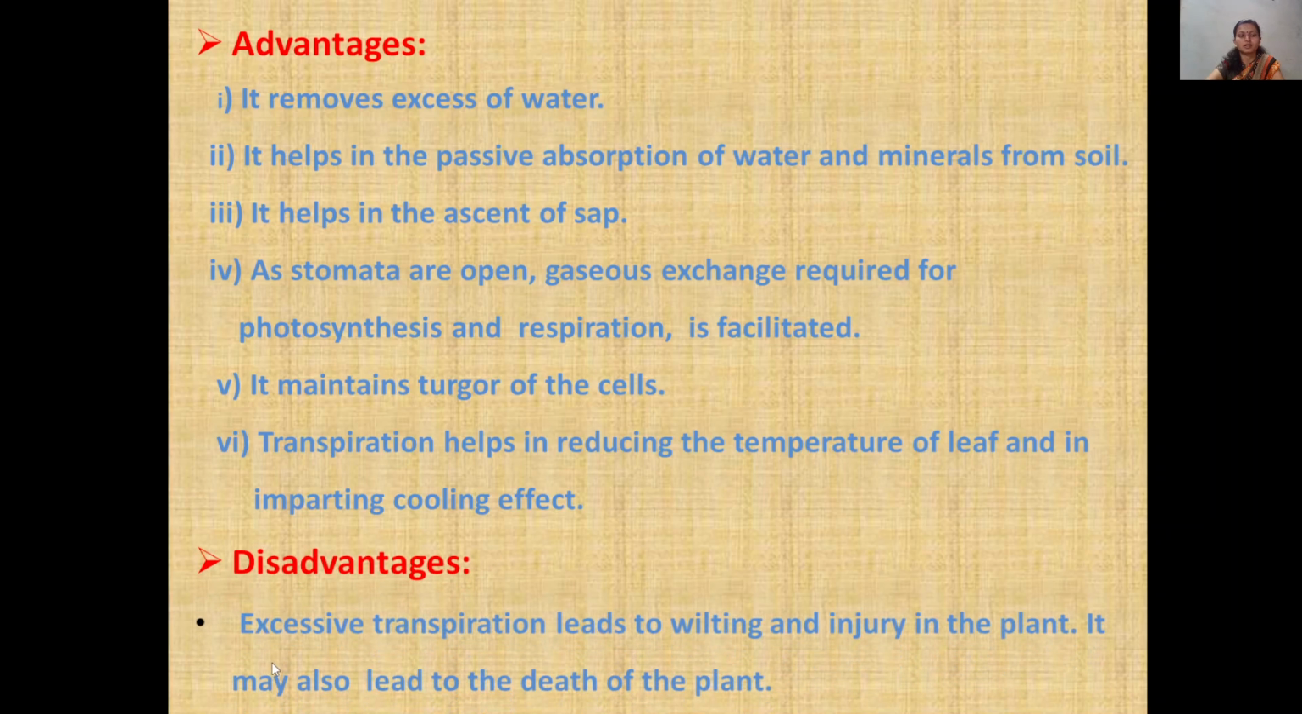Disadvantages. Excessive transpiration leads to wilting and injury in the plant. It may also lead to the death of the plant. Means excessive transpiration, more transpiration, is not beneficial to the plant body, which can cause the death of the plant.